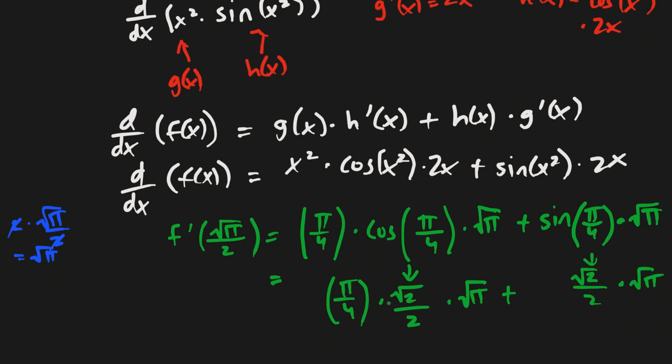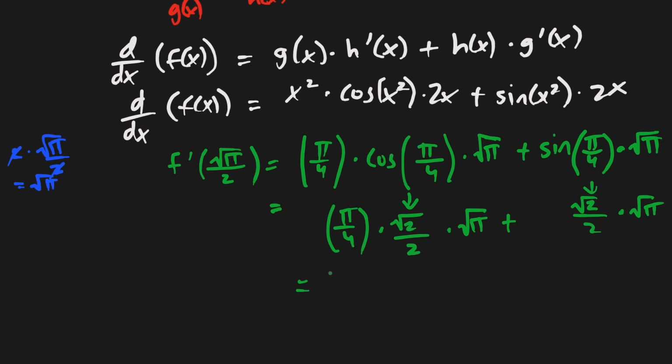So now let's multiply it out. So this is going to be equal to the square root of 2 times the square root of pi, that's just the square root of 2 pi. So square root of 2 pi, and we still have that pi, over 4 times 2, which is 8. And then this is plus square root of 2 over 2, so square root of 2 times the square root of pi is just the square root of 2 pi. This is over, so we just have this 2.